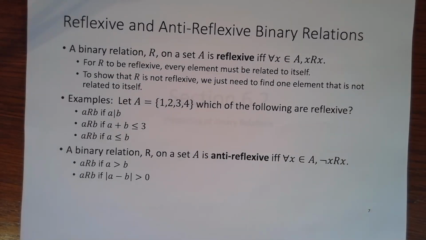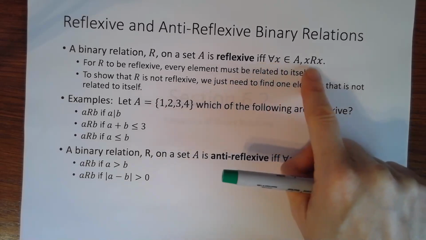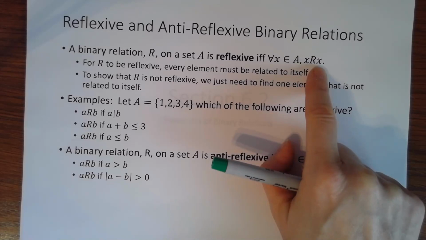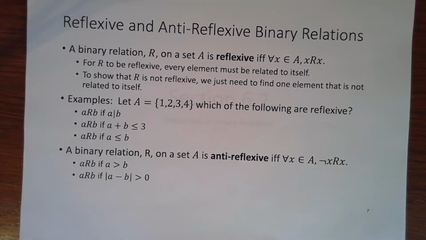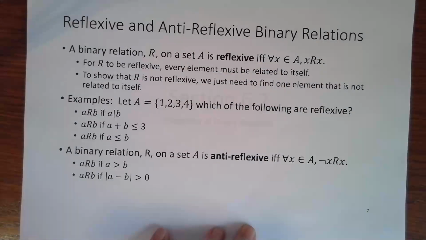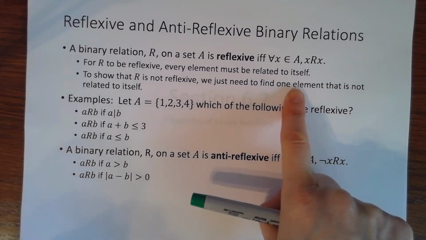So a binary relation is reflexive if, no matter what x you take from the domain, it's always related to itself. So for every x in the domain, x is related to itself. To show that a relation is not reflexive, because this is a universal quantifier, the way that you can disprove a universal quantifier is just to find one single counterexample. So you just need to find one element in the domain where it wasn't related to itself.